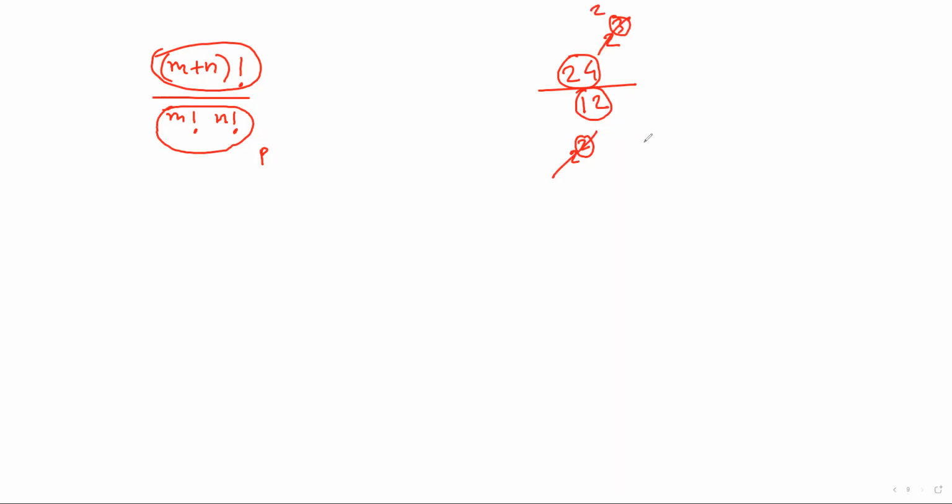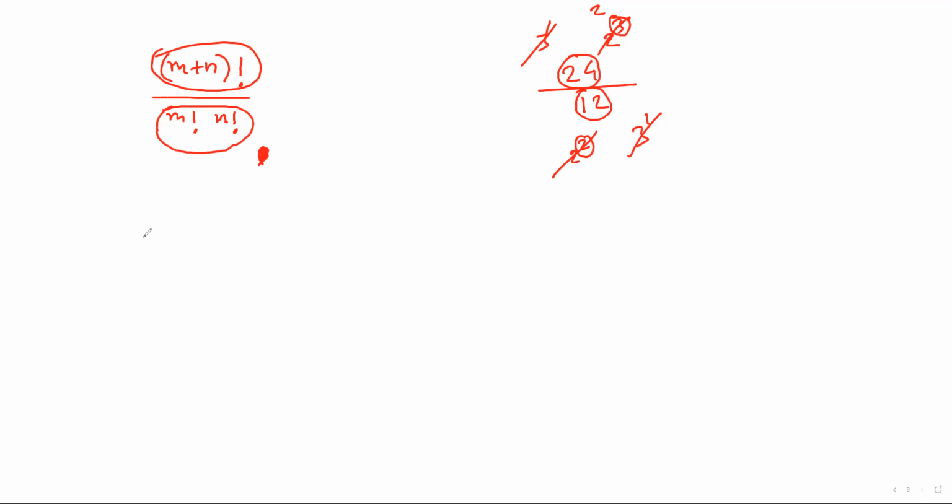What's another prime that divides 12? 3. And what's the highest power of 3 that divides 12? It's 3 to the power 1. What's the highest power of 3 that divides 24? It's also 3 to the power 1. So we get the cancellation. So we have to make sure that the highest power of p that divides the numerator is greater or at worst equal to the highest power of the prime that divides the denominator. So let us choose a particular prime p, which is an arbitrary choice. We don't mention what p is. p is an arbitrary choice.